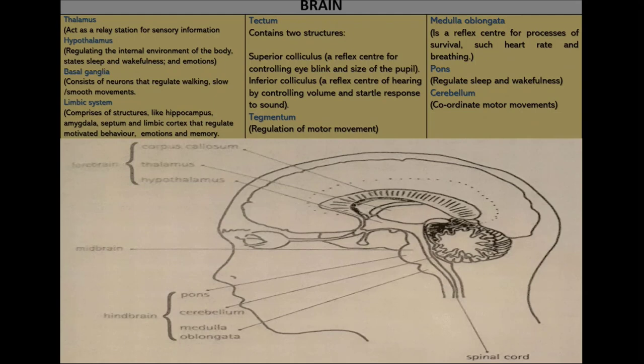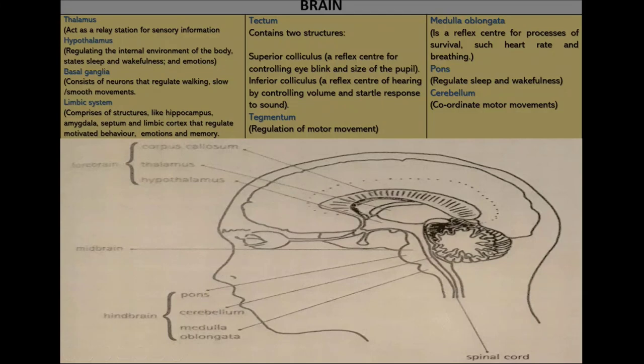The functions of the brain. A lot of functions of the brain, however, they serve different purposes. We have the forebrain, midbrain, and hindbrain. In the forebrain, we have the corpus callosum, thalamus, and hypothalamus. The midbrain is just this part. Hindbrain: pons, cerebellum, medulla oblongata.